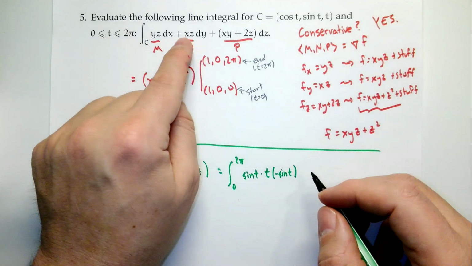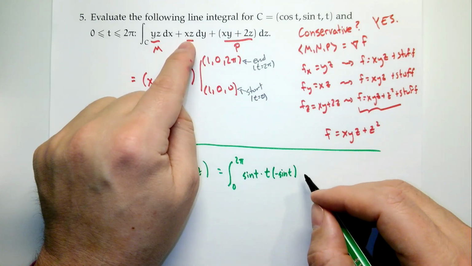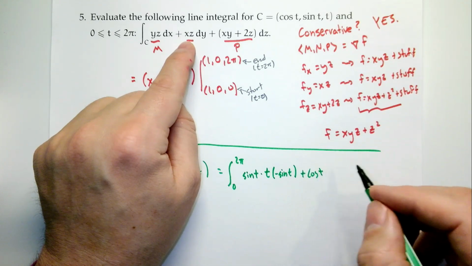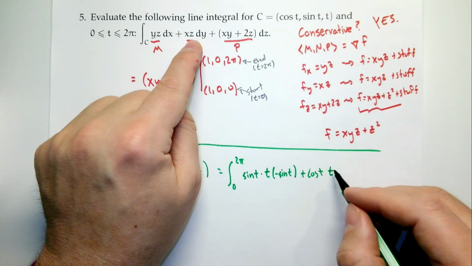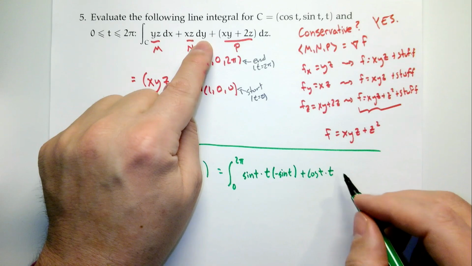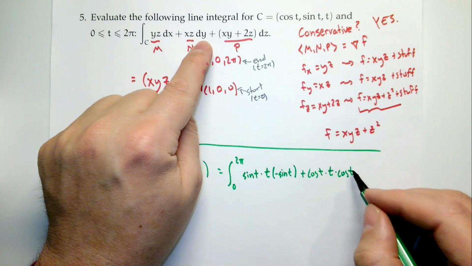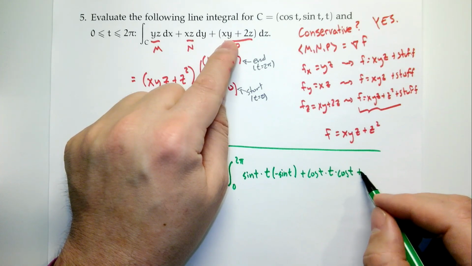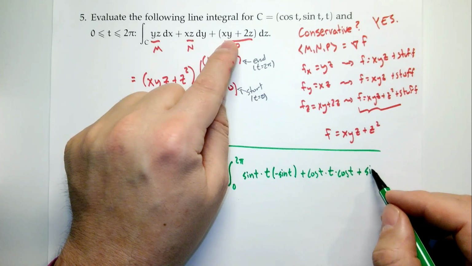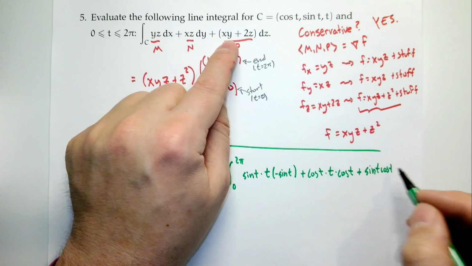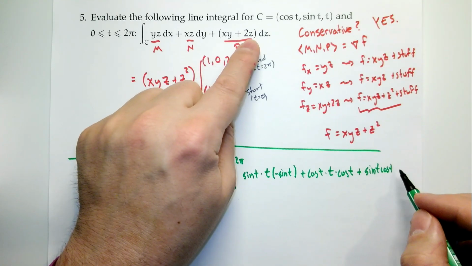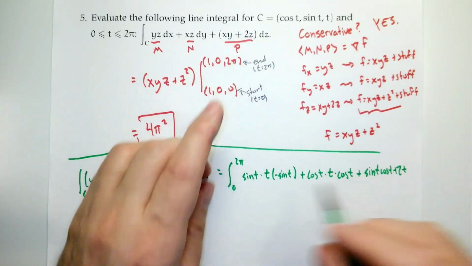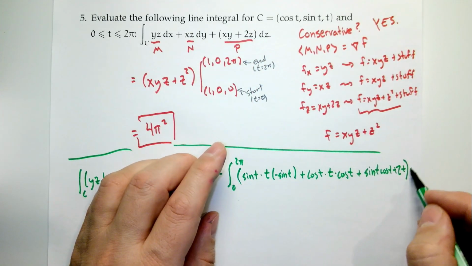Then, what do we get? Well, we get plus x, which is cosine t, times z, which is t, times dy, which is cosine t. Then plus xy, well, that's sine t cosine t, plus 2t, and that's times dz, which is 1. And then we just need to integrate that, dt.